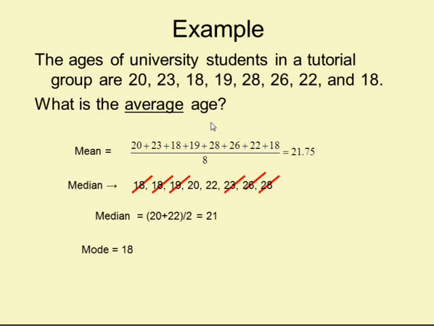And the mode is 18, because there's 2 18-year-olds and no other age is repeated. So if you want to say what's the average age of this group, which one do you think would be the best? I don't think 18 would be very useful as an average, but you could make an argument for both 21 or 21.75. That's maybe something you can discuss together now, if you've got someone else there with you.